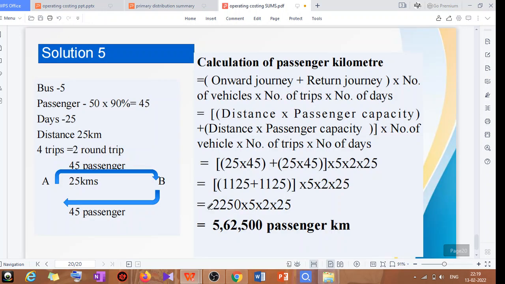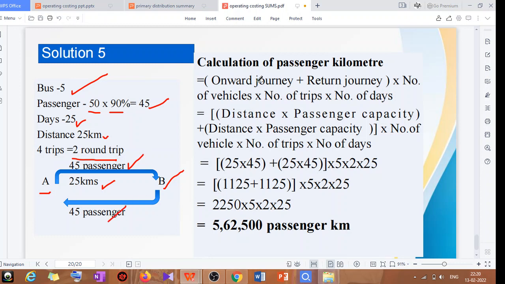First you mention all the information. Number of buses 5, passengers out of 50, 90% have traveled. It means 45. Got it? Days 25. Distance traveled 25. 4 trips, that is 2 round trips. Okay, you can just see this chart. From A to B, distance was 25 kilometers. Returning time also it is 25 kilometers. What about the passengers? 45 passengers. Here also it is 45.